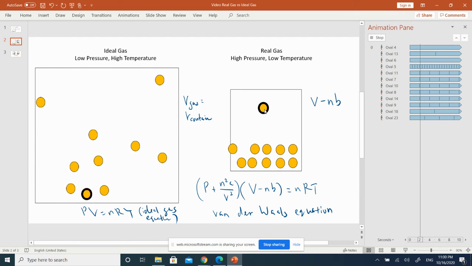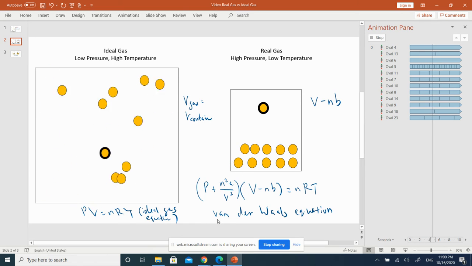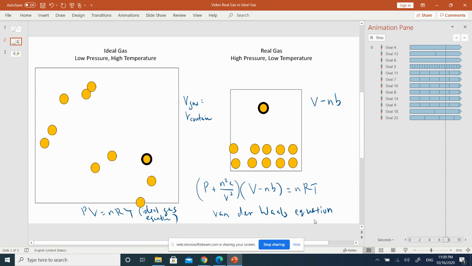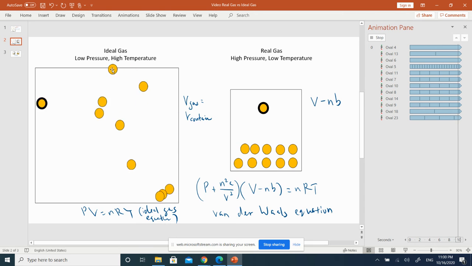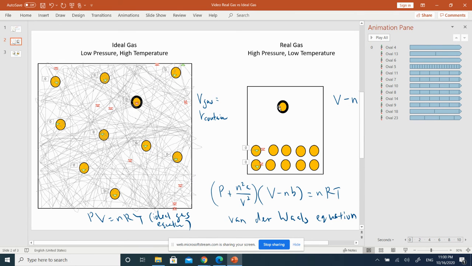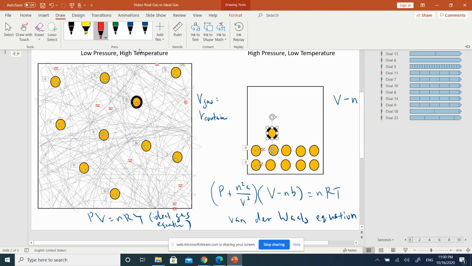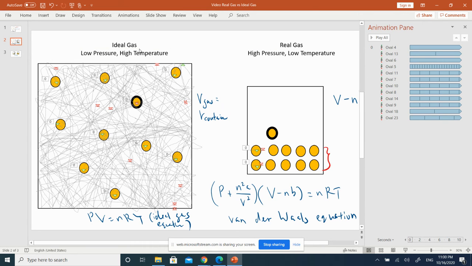Now let's look at this van der Waals equation. The volume that this molecule can travel is only up here, because this part has been occupied by the gas. So this is what we call the molecular volume. So the volume that the gas can travel is V minus nb, for the correction.